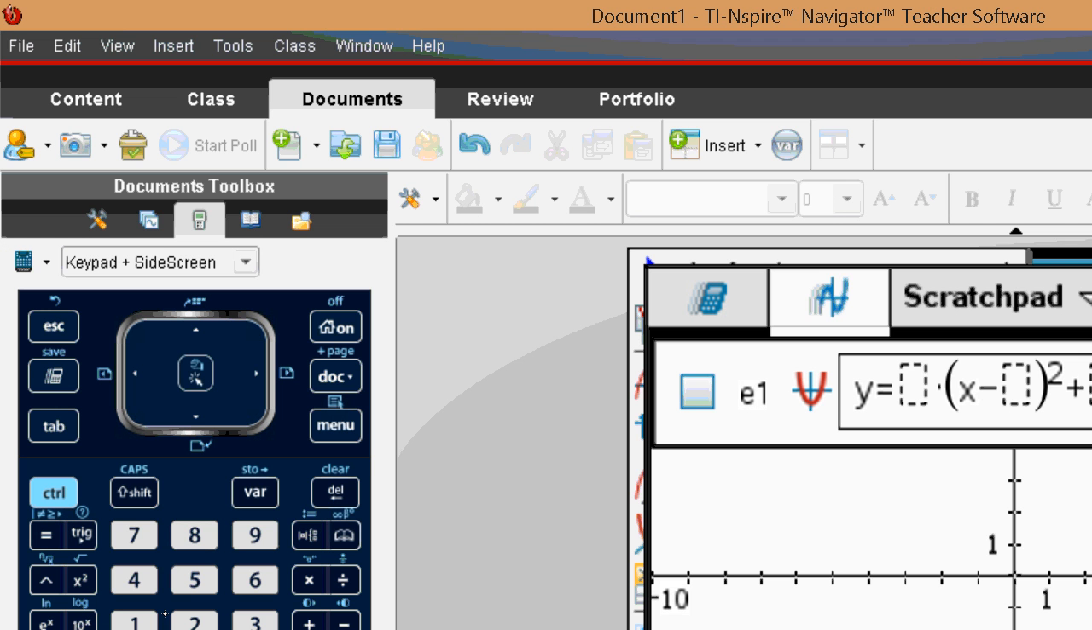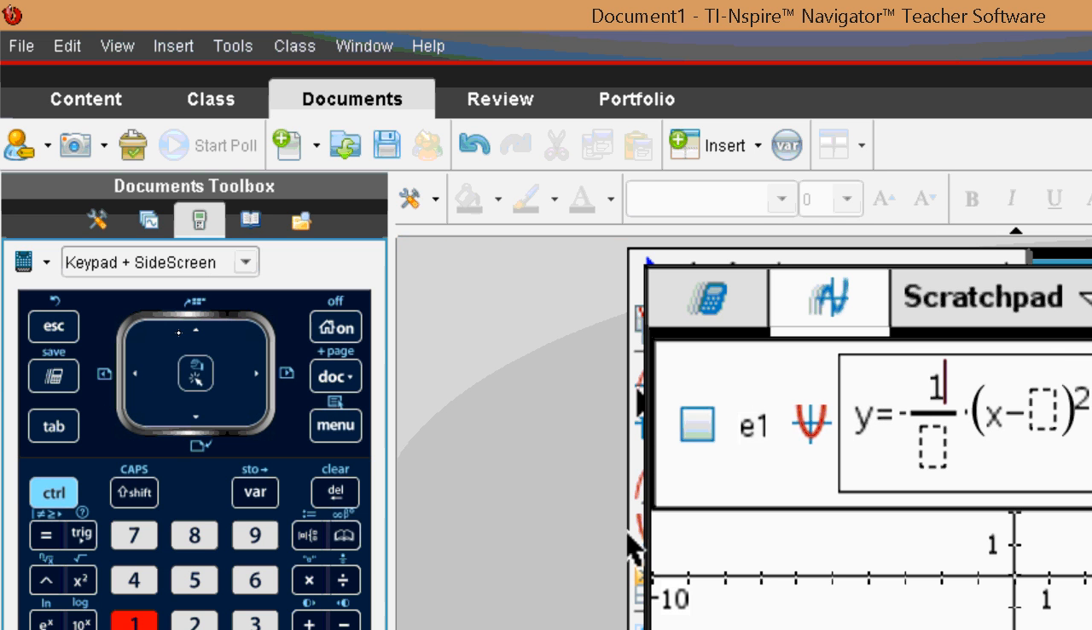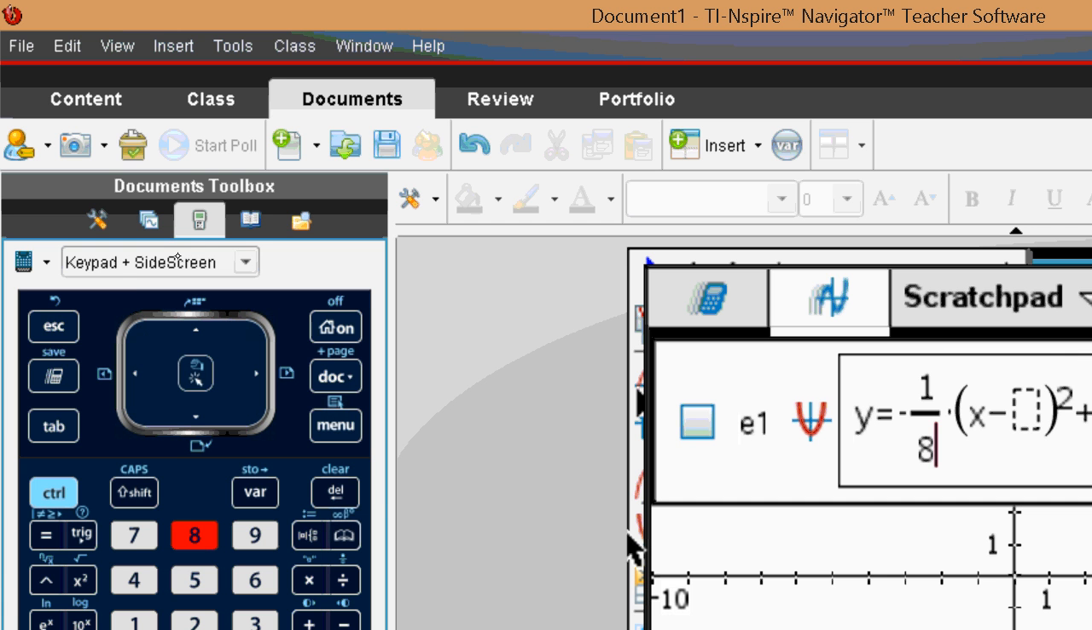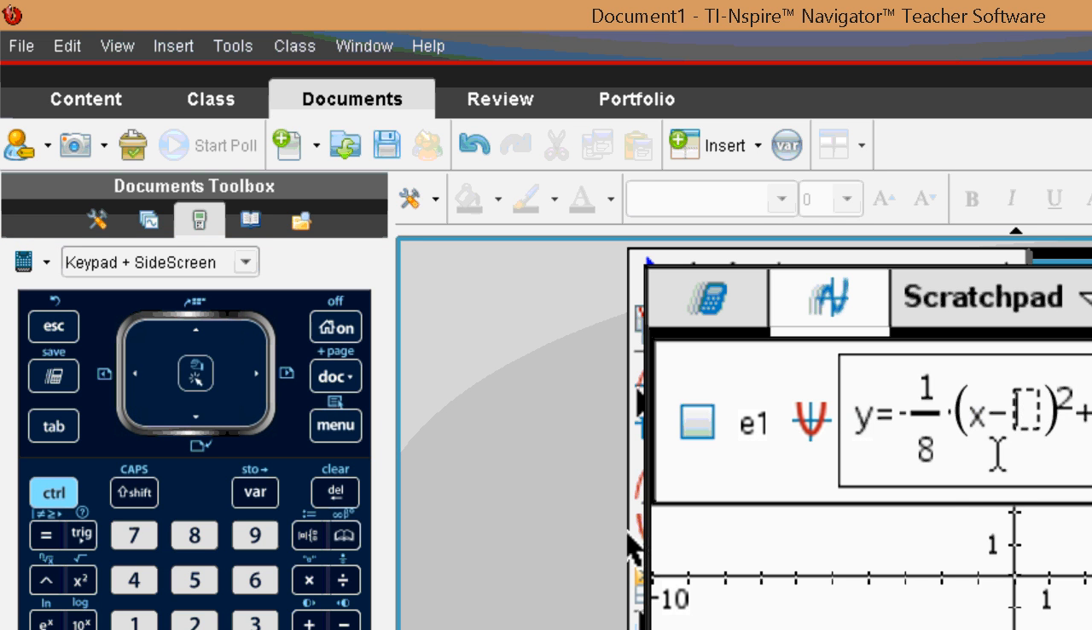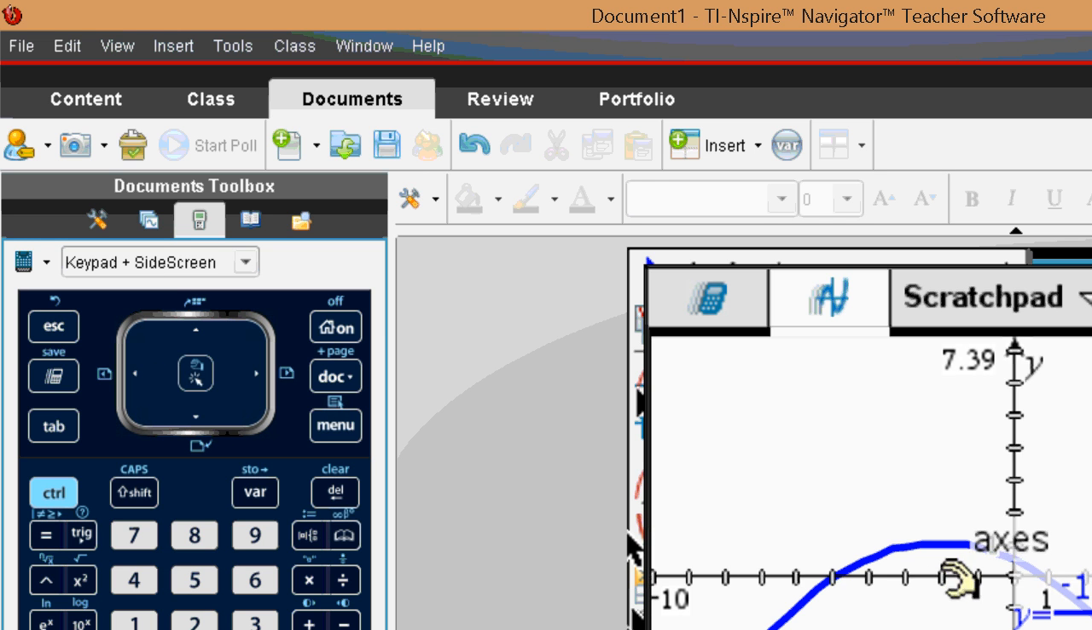So I come back over here. I'm going to type that in. Negative, and it's 1/8, so 1 over 8. And then it was x, let's go back over here, plus 2. So to make this plus 2, we actually have to type in a negative 2. So it'd be minus a negative 2, that'll make it a plus. And then there's a plus 1 there. We get the graph, there it is.